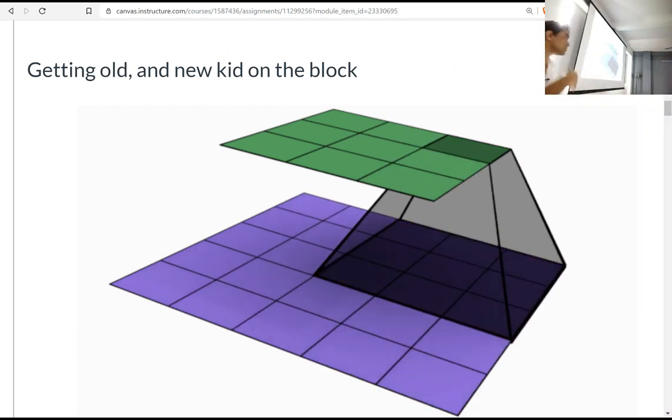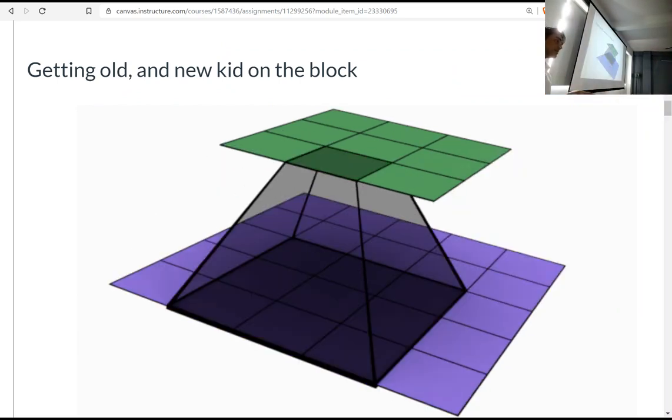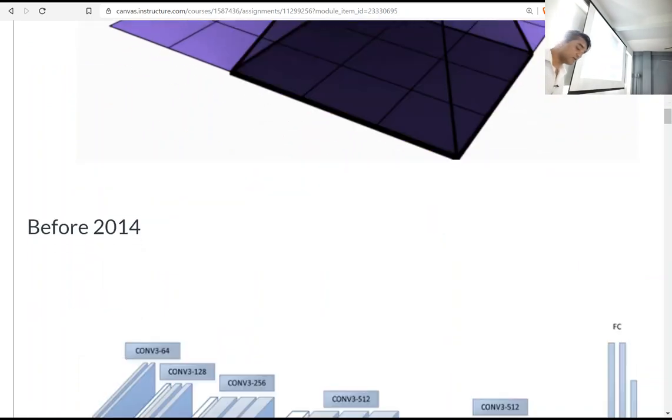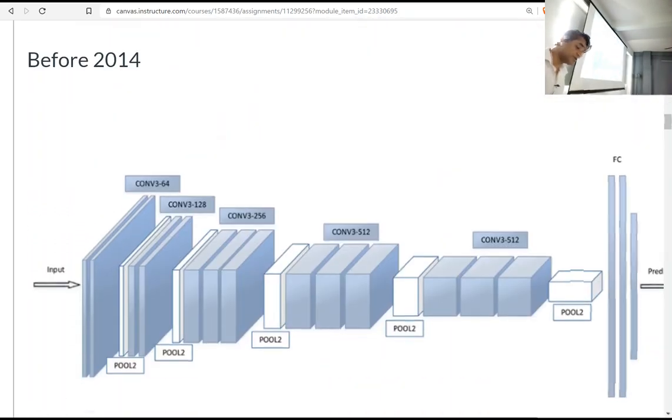So don't confuse these lines with the lines which we are using in fully connected layers. Now fully connected layers got replaced with our convolutions, and since then we have not gone back. Before 2014, this is what was happening. We are looking at the VGG network right now.